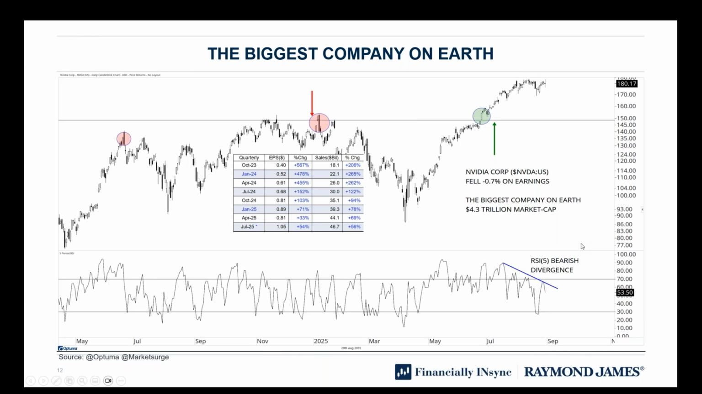Let's look at the biggest company on earth. That's Nvidia. They reported yesterday. The stock fell 0.7%, no big deal. This is a $4.3 billion company. This is the daily chart. On the right side, you can see the slowing momentum that I'm showing here with an RSI 5 bearish divergence. That is in the short term. This is a big picture uptrend, no doubt about it.